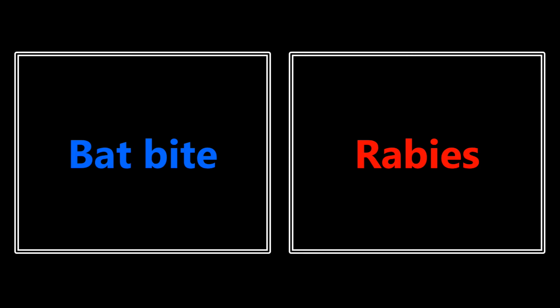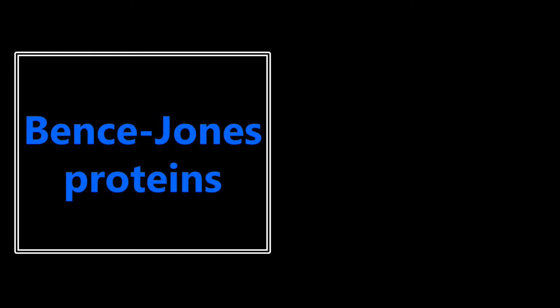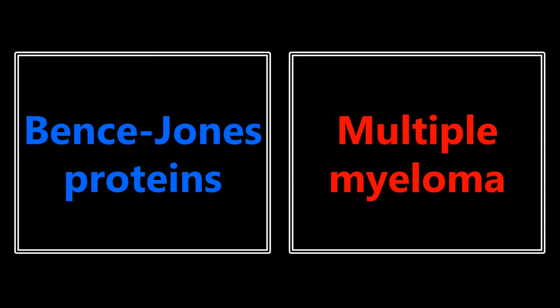If you ever see a bat bite, I want you to think about rabies. I believe the most common cause of rabies is actually a bat bite, as opposed to some other animal that people may think. So if you see a patient that had a bat bite, you definitely want to be thinking about rabies. The next one, Bence Jones proteins. Most medical students know this as well. This is multiple myeloma. Remember, you also want to be on the lookout for those punched out lesions in bones when it comes to multiple myeloma.